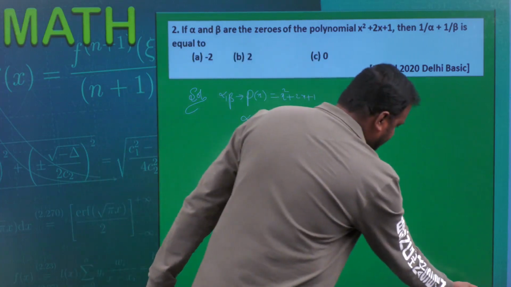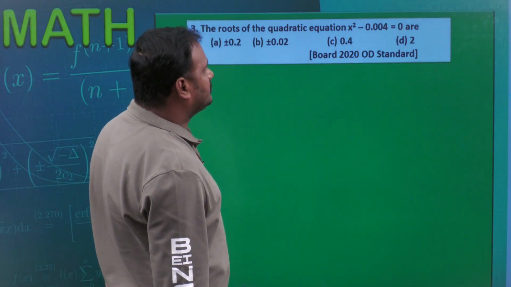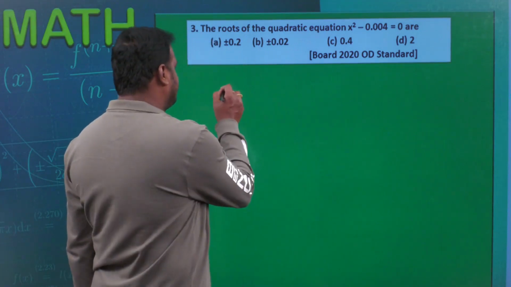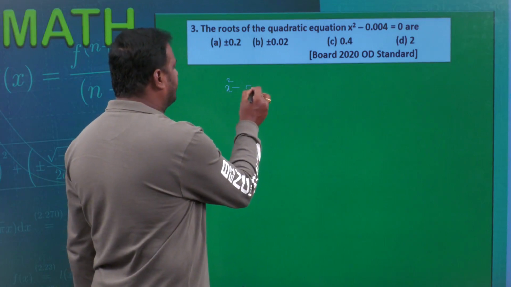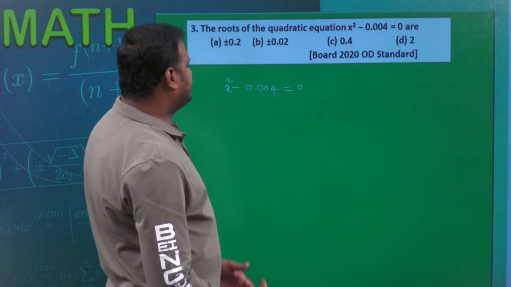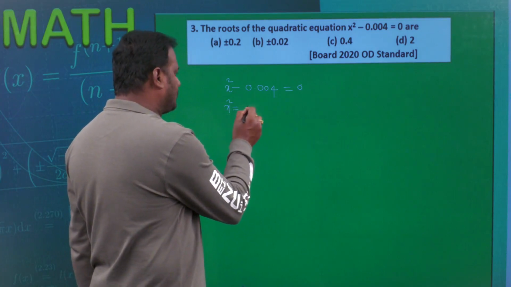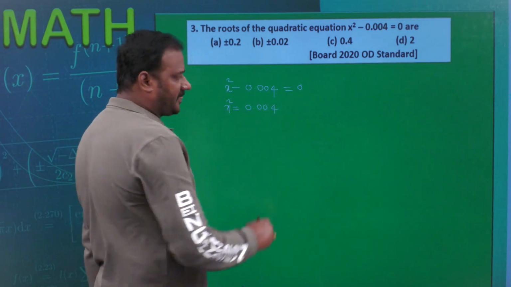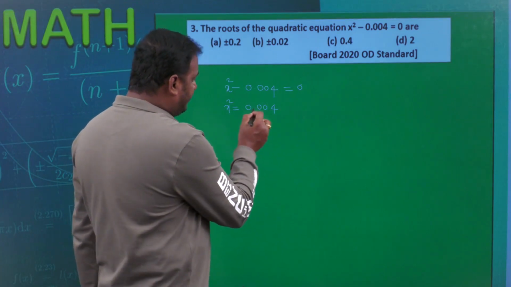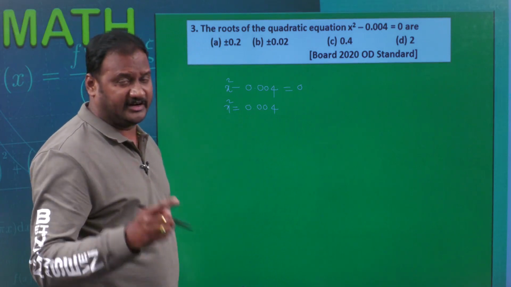Right? Next. The roots of the quadratic equation x square minus 0.004 is equal to 0 are, what are the roots of this quadratic equation? See here, the given quadratic equation is x square minus 0.004 is equal to 0. See, x square minus 0.004 equal to 0, then x square is equal to what? x square is equal to 0.004.